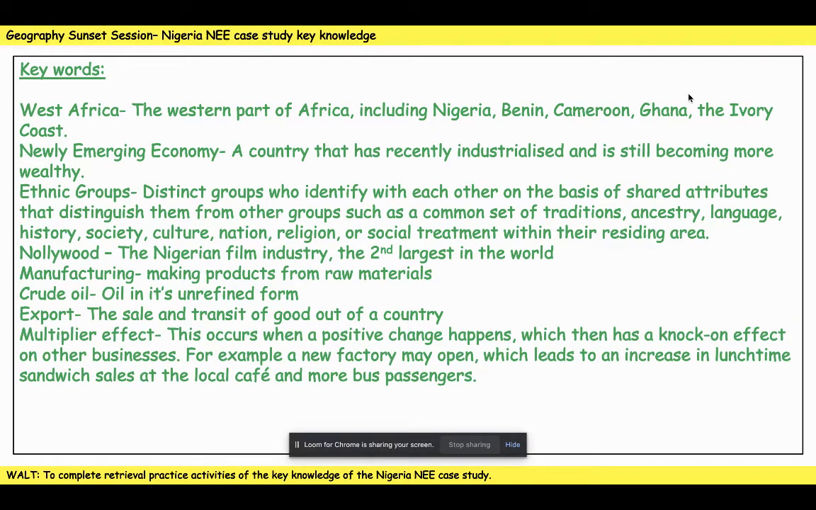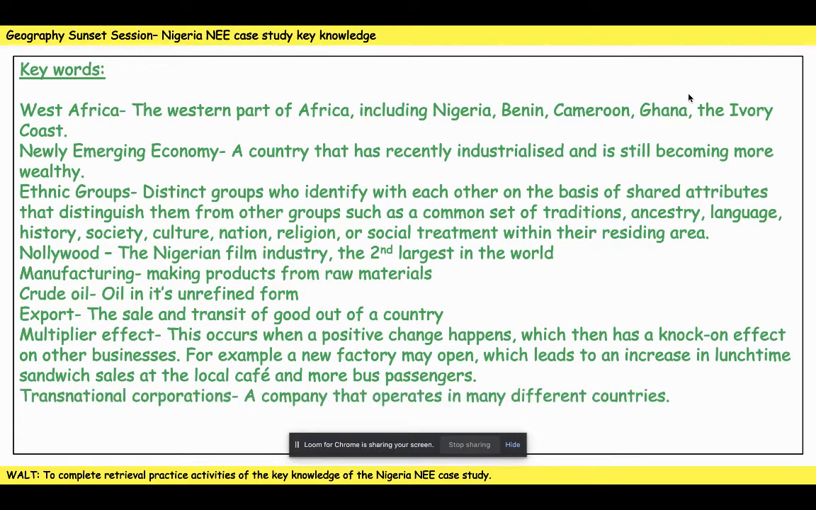The multiplier effect. So when they built that Volkswagen factory in Lagos, it led to the multiplier effect. And that was when a positive change happens, i.e. the building of that manufacturing plant, which then had a knock-on effect on other businesses. So for example, the new factory opened and that led to an increase in lunchtime sandwich sales at the local cafe and more bus passengers. So it's all about the indirect benefit, not only just for the people who are working in the factory, but their families and local businesses surrounding.